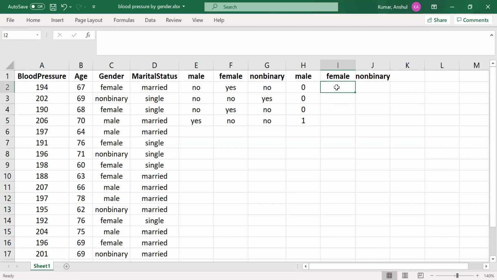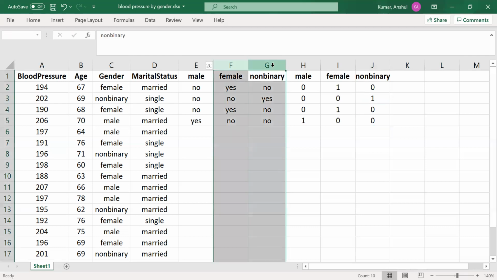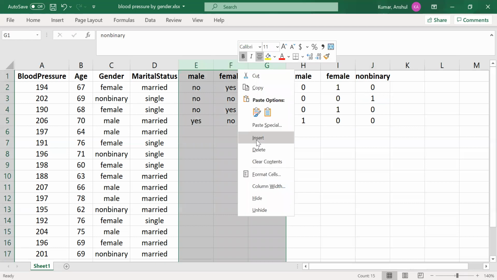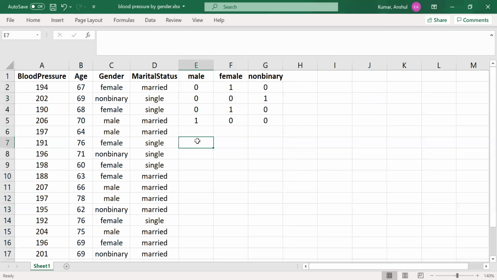All right, let's keep going. So we have a female in row 2, not in row 3. In row 4, we again have a female. And then no, we don't have a female in row 5. Now over to non-binary. No, yes, no, no. So I'm just mirroring column G. Okay, now I'm going to delete these columns. We don't need them anymore.